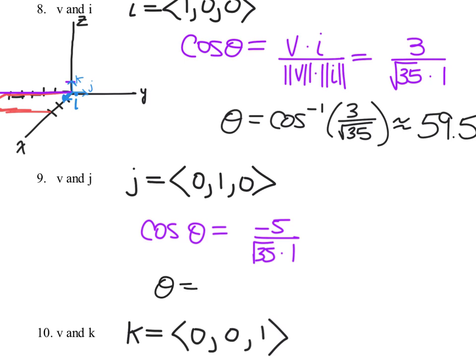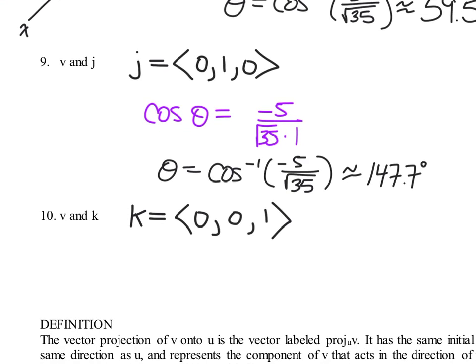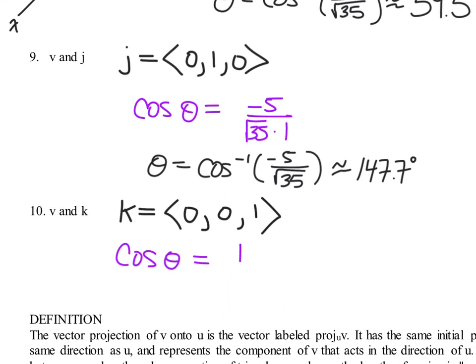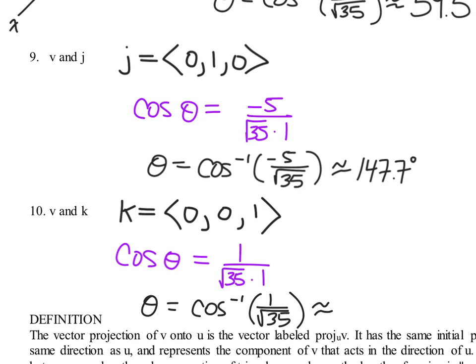So once you get a feel for this, you realize that there are some steps that can be skipped, but only because we're dealing with the standard unit vectors. So then cosine of theta is going to be equal to 1 over the root of 35 times 1. So yeah, it's the same as 1 over the root of 35. So theta is going to be equal to the inverse cosine of 1 divided by the square root of 35.